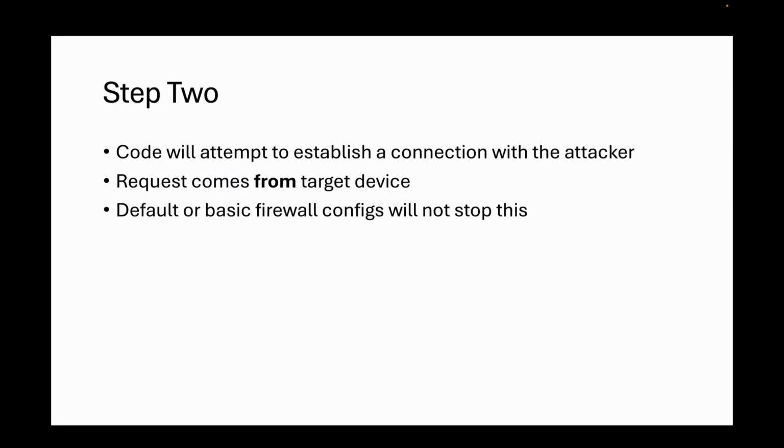For step two, the code will attempt to establish a connection with the attacker. And it's very important to note that the request comes from the target device. And this means that default or basic firewall configs, like the ones that block incoming connections, will typically not stop this because it's coming from internal. A device inside the network wants to access something outside the network, at least according to the firewall.